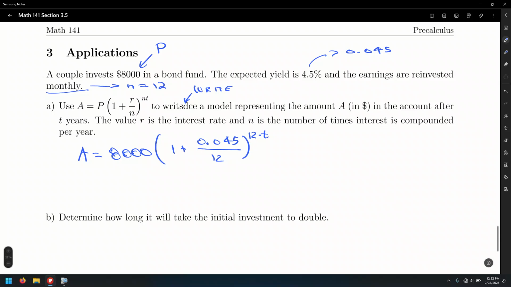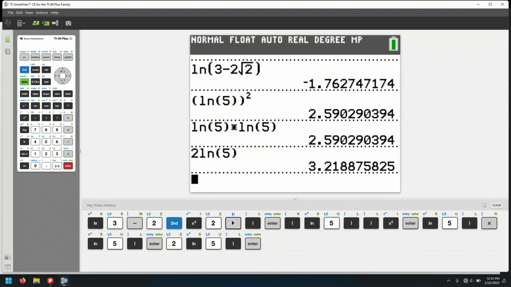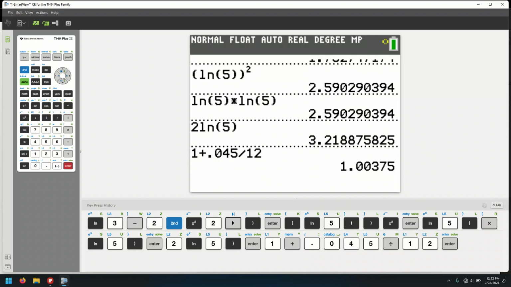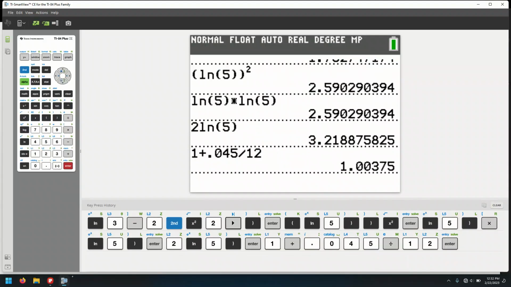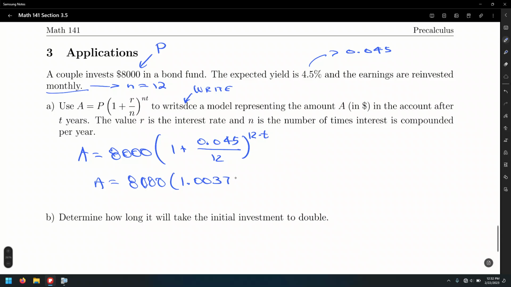That's part B. Actually, let me simplify this madness inside of the parentheses. So that's 1 plus 0.045, divide that by 12. So 1.00375. That's 1.00375, right? And raise that to the 12t.